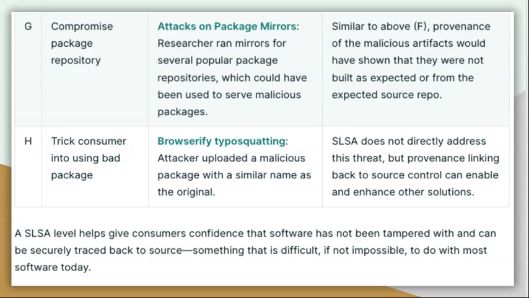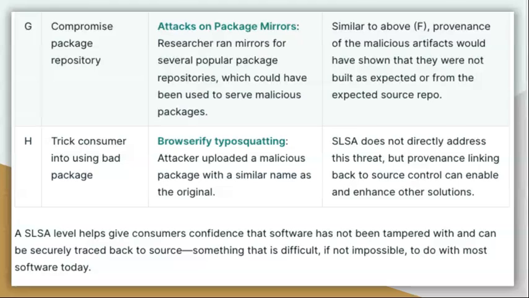Now, when the package source itself is getting compromised, you have to be very careful, because there is a difference between the packages served by the original repository and the packages served by malicious mirror repositories, right? Similar to the point we just discussed, the provenance of the malicious artifact would have shown that it was not built as expected or from the expected source repo. So this is where provenance would have prevented such a malicious insertion of the artifact into the code, and thus prevented such an attack.